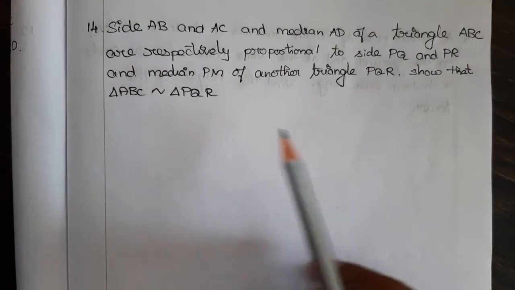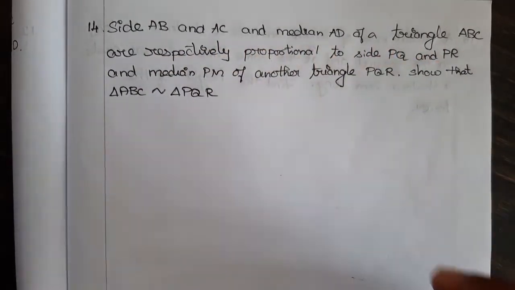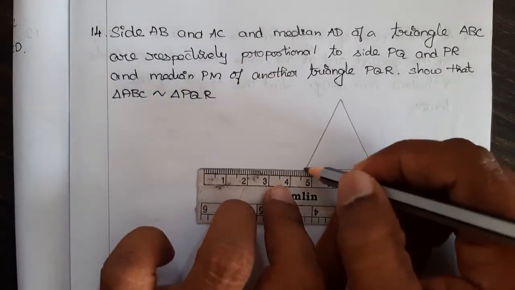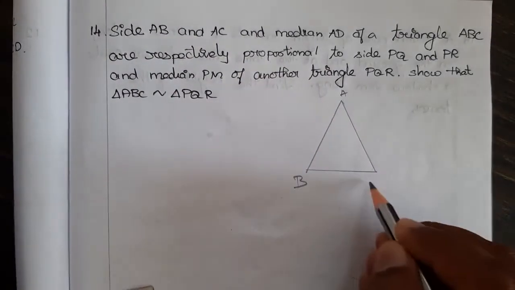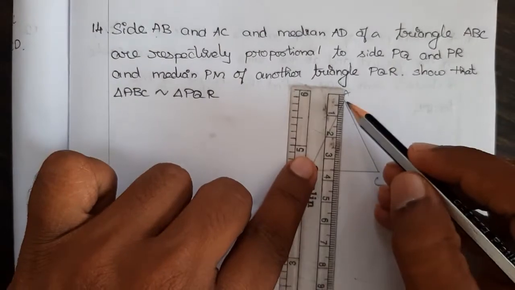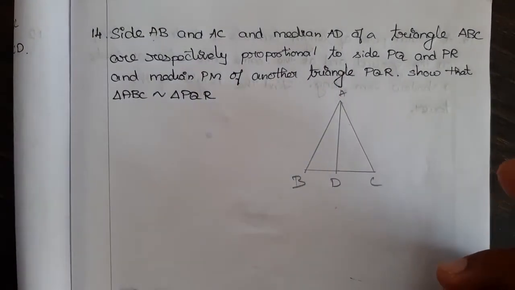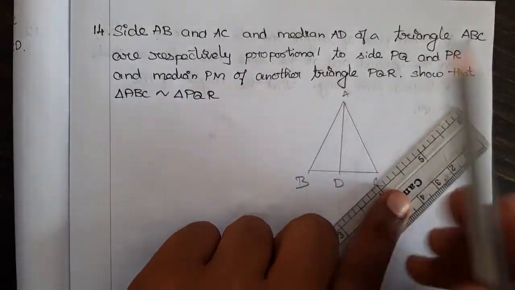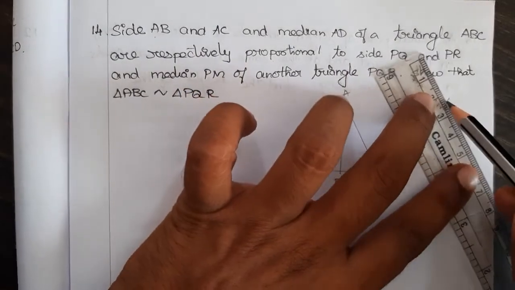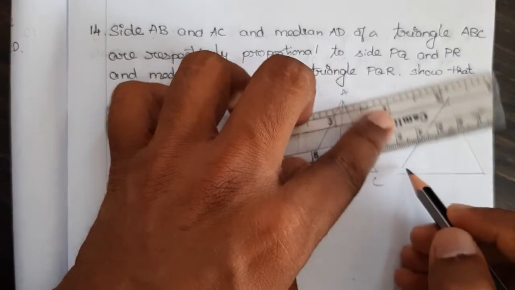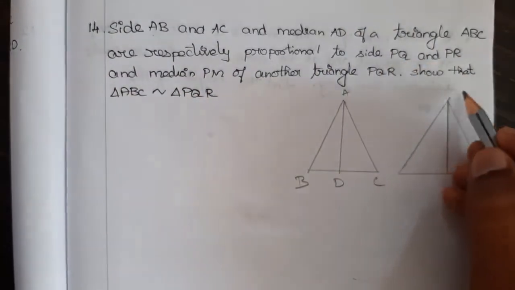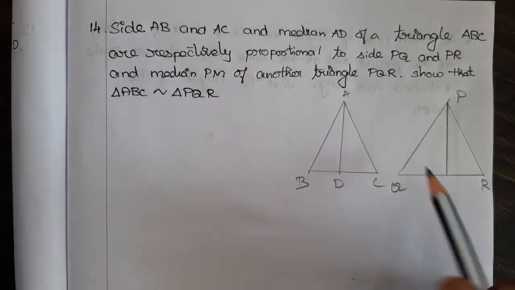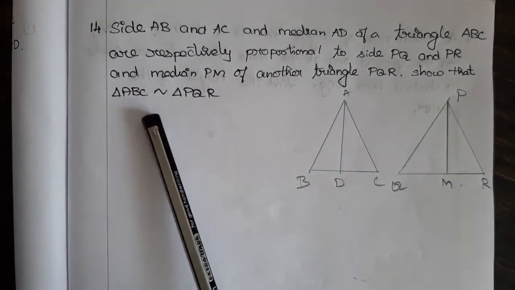So here we go for the next problem. Sides AB and AC and median AD of a triangle ABC. There is a triangle ABC, it is given, with AB, AC and one median AD, and they are respectively proportional to the sides PQ, PR and median PM of another triangle PQR. There is another triangle PQR, which also contains a median PM. It is like the problem that we have seen already. Then show that ABC is similar to PQR.